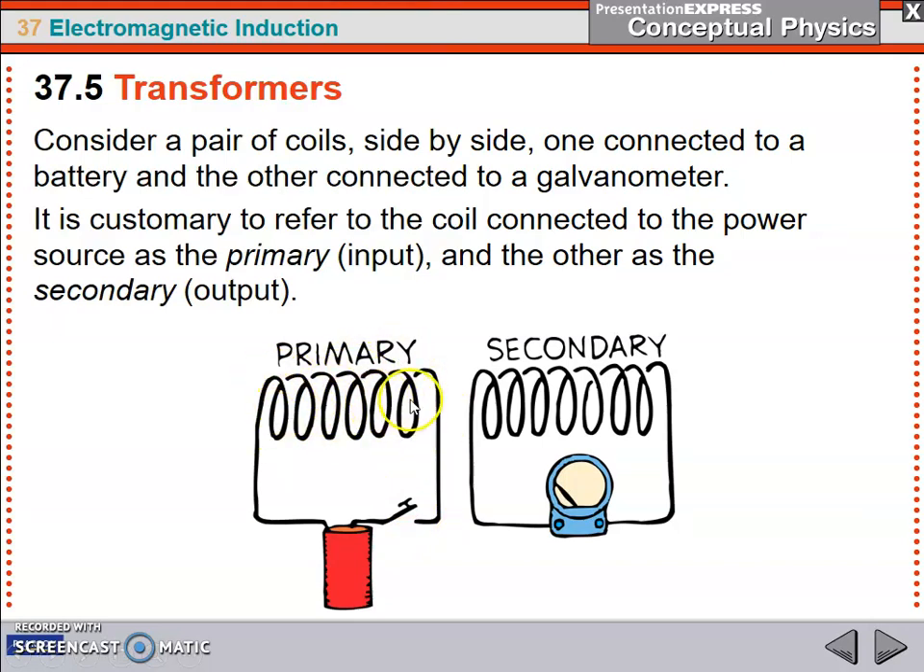Now the current stops instantly, but the magnetic field is still there. So now the magnetic field starts to go away. And as the magnetic field in the primary goes from a big field down to a zero field, it shrinks out of the secondary. And once again, the magnetic field that's passing through the secondary back into the primary as it goes away causes a current. Now the difference is the current the first time, let's just say it went to the right, and now the current the second time, as the field is going down, goes to the left.